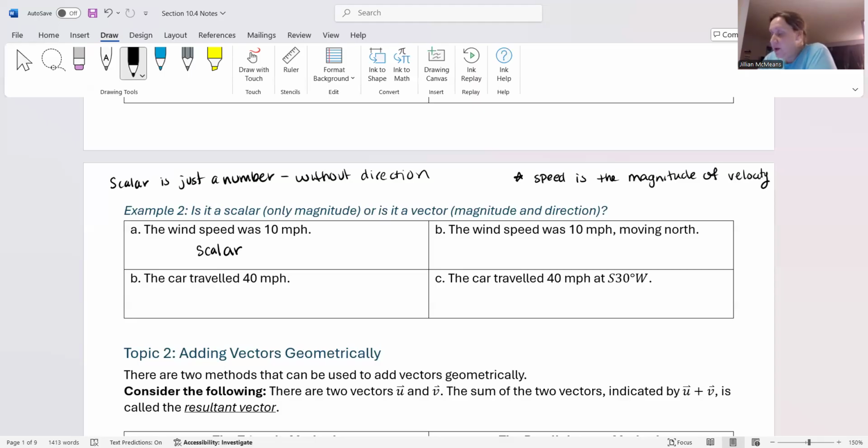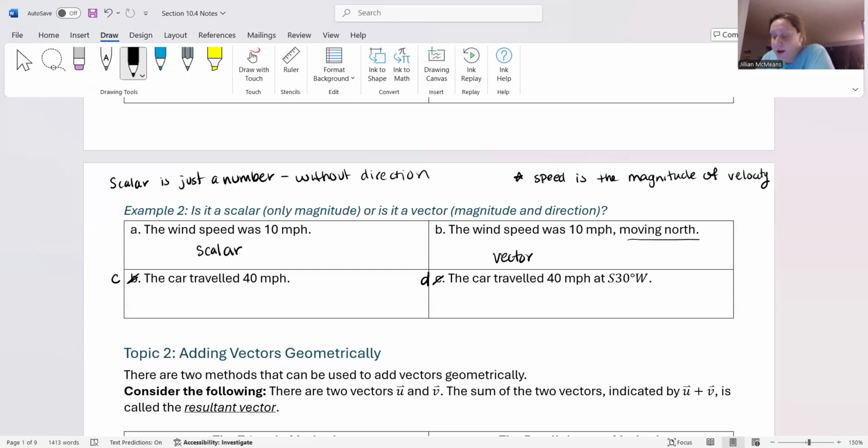Now for part B, the wind speed was 10 miles per hour moving north. So now we have the magnitude and we have the direction. So this would be a vector. Now for part, oh shoot, I have part B twice. So this should actually be part C, and this should actually be part D. Forgive me for my horrible typo.